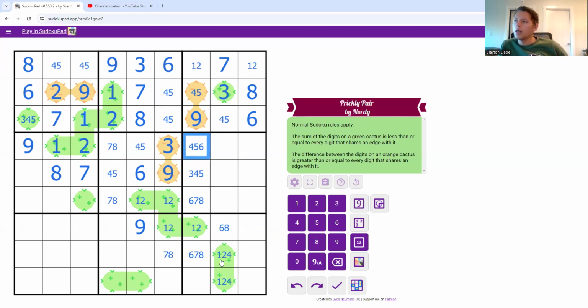Well, now we have to put a 3 in this box, don't we? This can't be a 3. And then nothing touching this can be a 3. So this is a 3. Which then says we need a 3 somewhere over here in this row. So this is a 3.